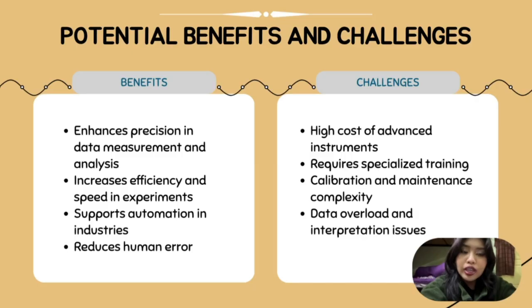It also increases efficiency and speed in experiments, allowing researchers to conduct more trials in less time with less effort. Instrumentation supports automation in industries, which not only speeds up production but also ensures consistency in results. This is one of the key reasons it's widely adopted in fields like pharmaceuticals and manufacturing.